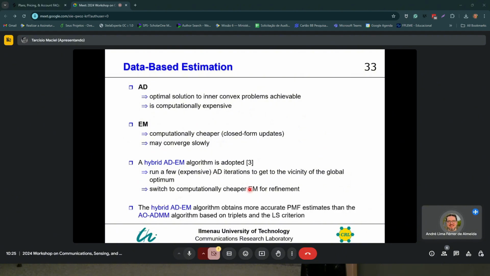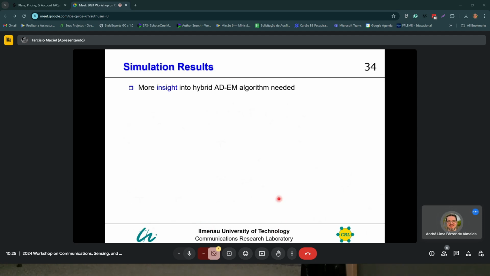So this hybrid ADEM algorithm obtains more accurate PMF estimates than the original AO-ADMM algorithm proposed by Nikos Sidiropoulos based on triplets and the least squares criterion. However, we need some more insights into this hybrid ADEM algorithm to answer the following questions.